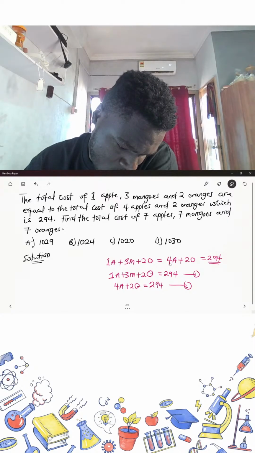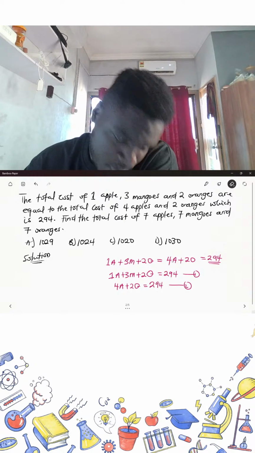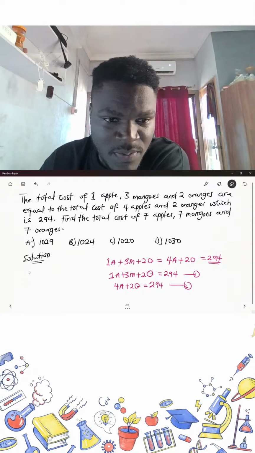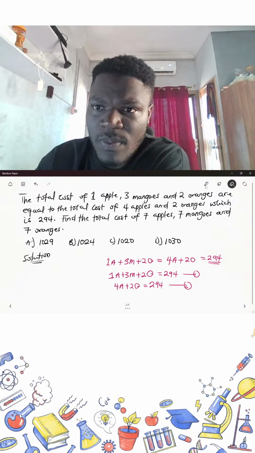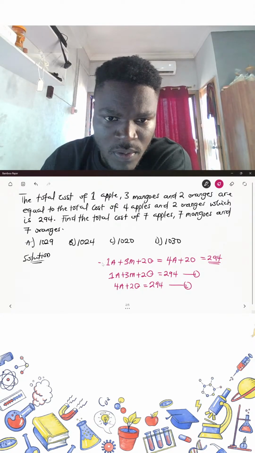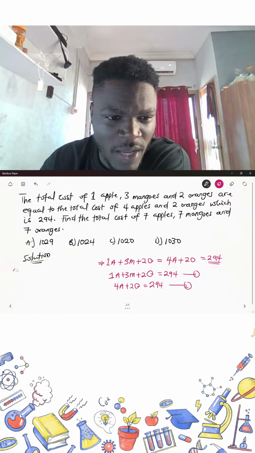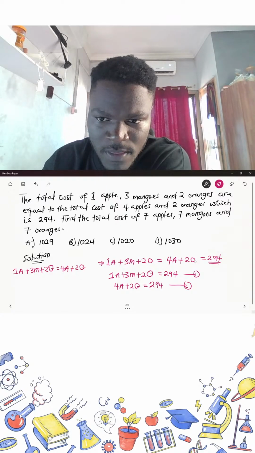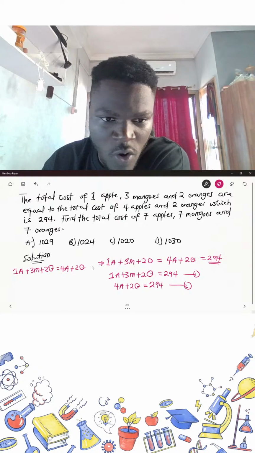Apple, mango, orange. All right, we also have this expression. I'm still taking the first one over here. So I have 1A plus 3M plus 2O is equal to 4A plus 2O. This over here, which is for orange.